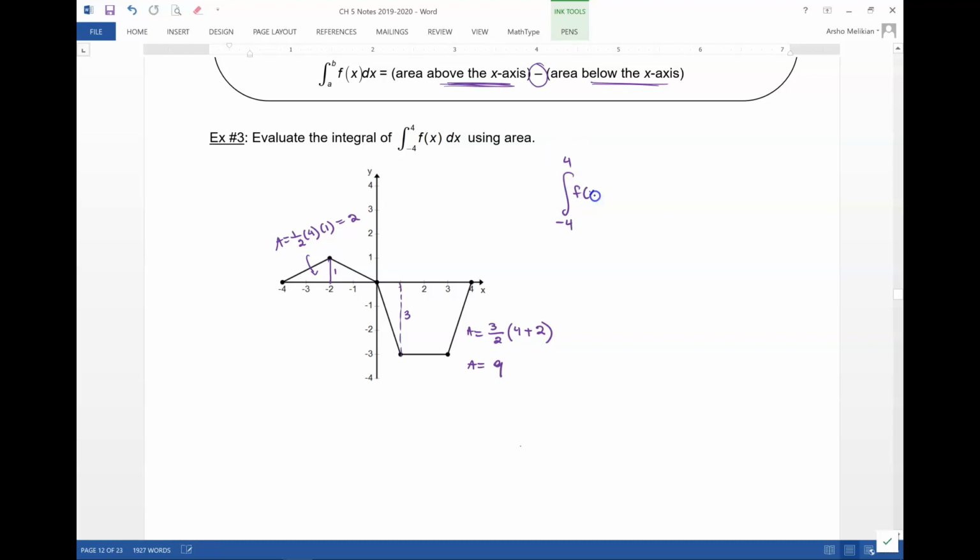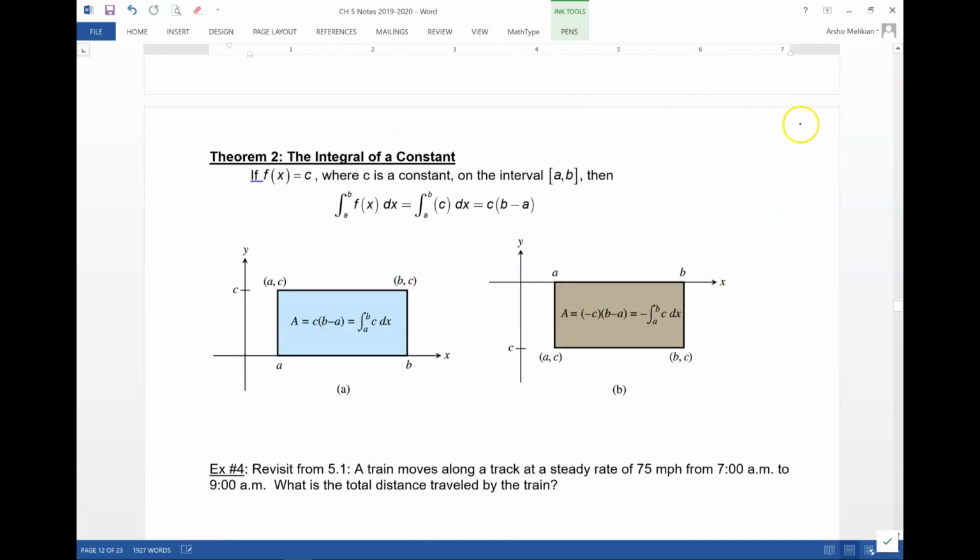Okay, sorry. Notation. Don't say area. The integral from negative 4 to 4 of f of x dx, because that means area, equals 2 minus 9, negative 7. Yes, you can have negative area because we now know that area stands for other things, other values, quantities.